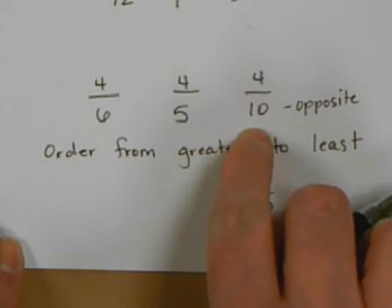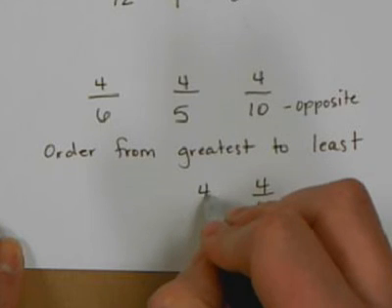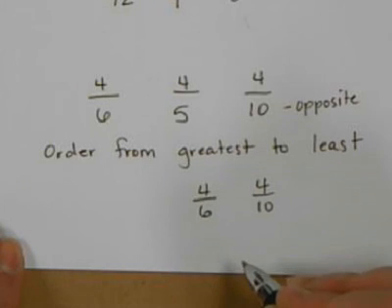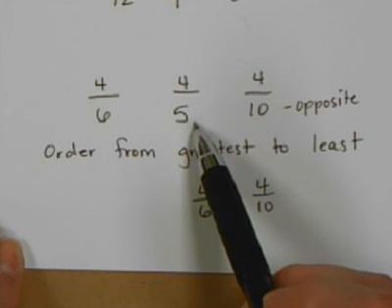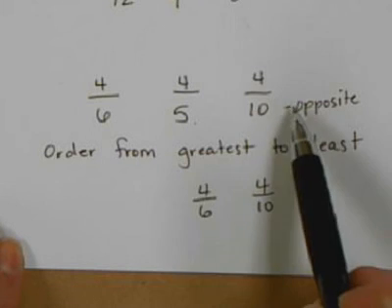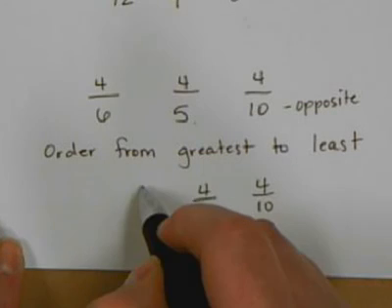Now which one would be the next biggest? 4/6, but it's actually the next smallest. And then 5th appears to be the smallest, which means it's actually the opposite. It means it's the biggest, 4/5.